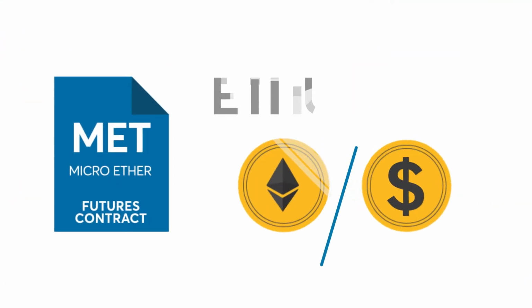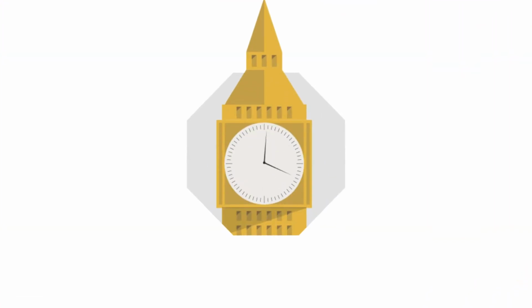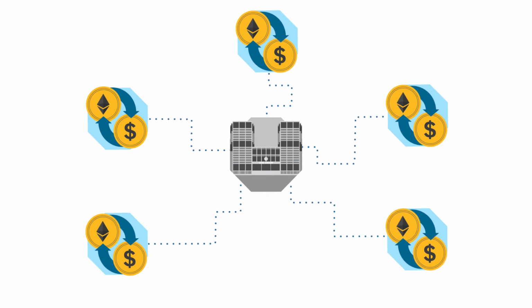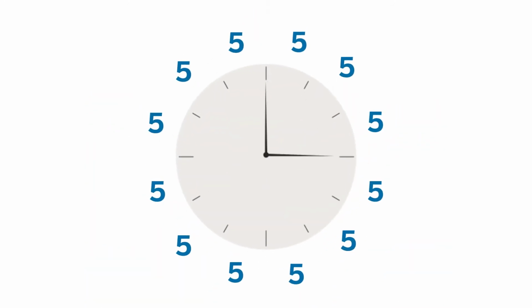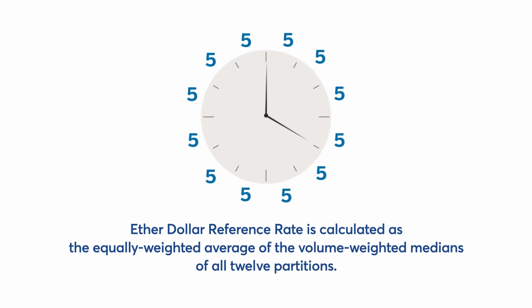Similar to the larger-sized contracts, Micro Ether futures, ticker symbol MET, is a USD cash-settled contract based on the CME CF Ether dollar reference rate, or ETH USD-RR, which serves as a once-a-day reference rate of the US dollar price of 1 Ether as of 4 p.m. London time. Each day, the Ether dollar reference rate administrator aggregates the trade flow of major Ether spot exchanges during a 1-hour calculation window. This 1-hour window is then partitioned into 12 5-minute intervals, where the Ether dollar reference rate is calculated as the equally weighted average of the volume-weighted medians of all 12 partitions.